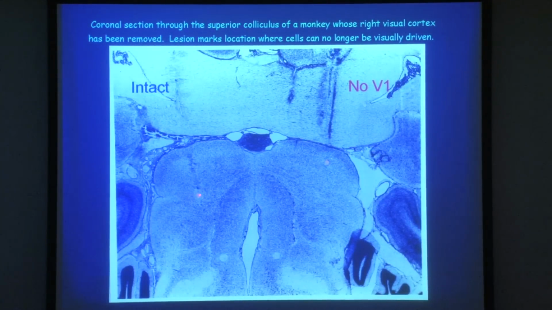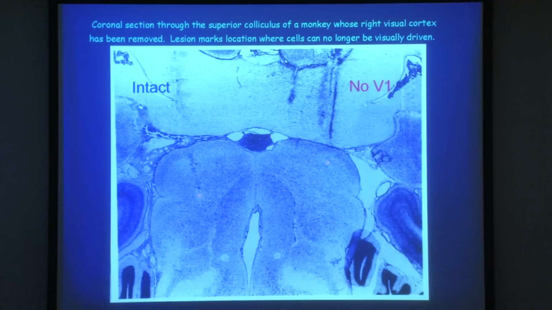And here they see this red spot here and this red spot here. That spot is the location after which you no longer could drive any cells visually. So in the intact side, you could drive it to very deep layers of the colliculus. They had responded very well to visual stimuli. But on this side, they stopped responding here.